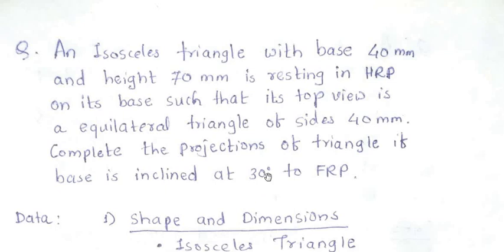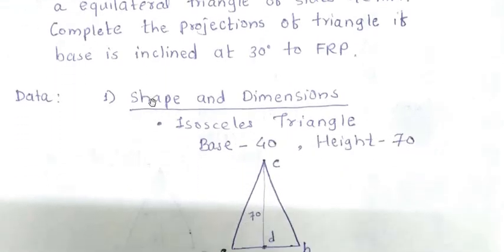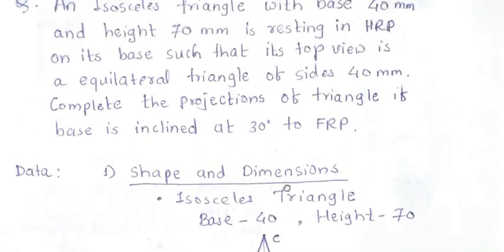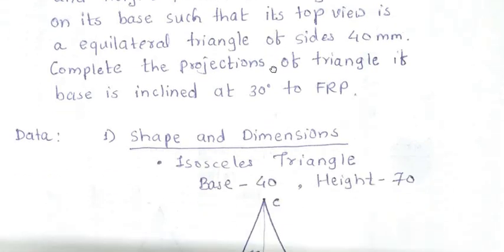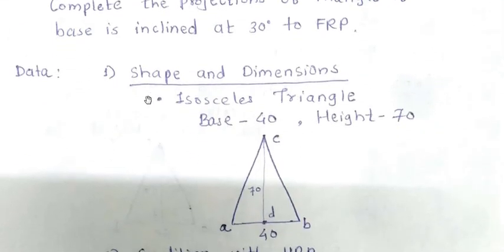We know while solving every problem on projection of planes, we do not imagine the solution at the start after reading the problem. The first step we do is to write down the data given, which invariably consists of three things. And the first thing in the data is shape and dimensions. In our problem, the shape is clearly mentioned with the dimension. The shape is isosceles triangle having dimensions base 40 mm and height 70 mm. So we have written down the first step, shape and dimension, isosceles triangle, base 40 mm, height 70 mm.